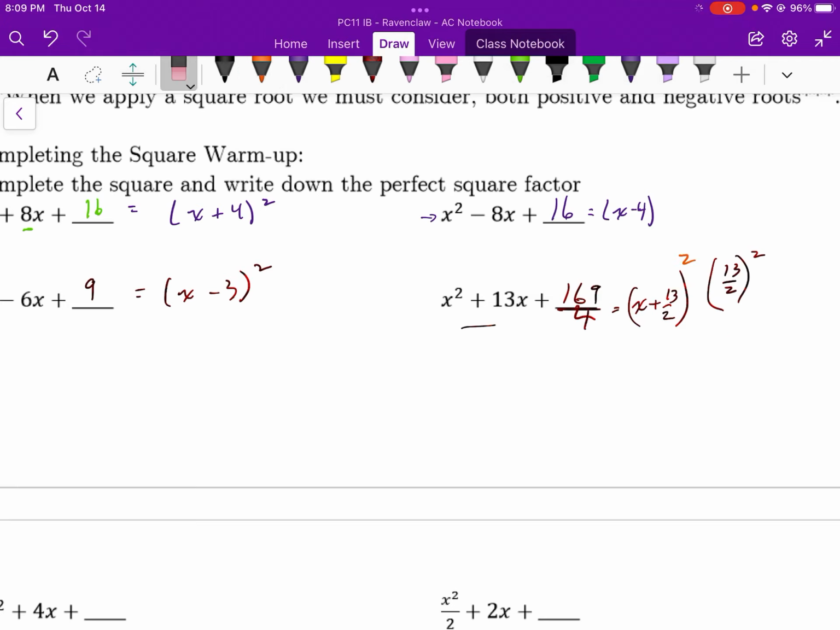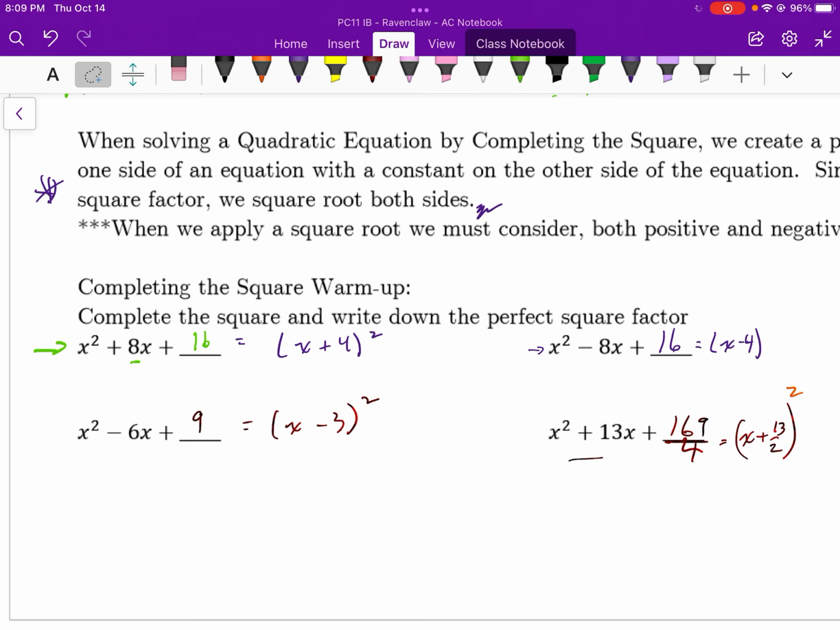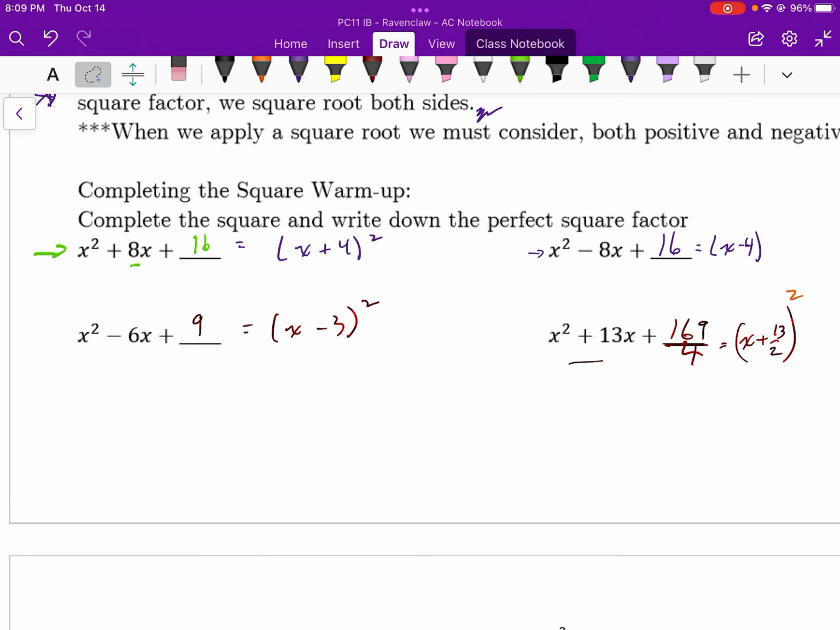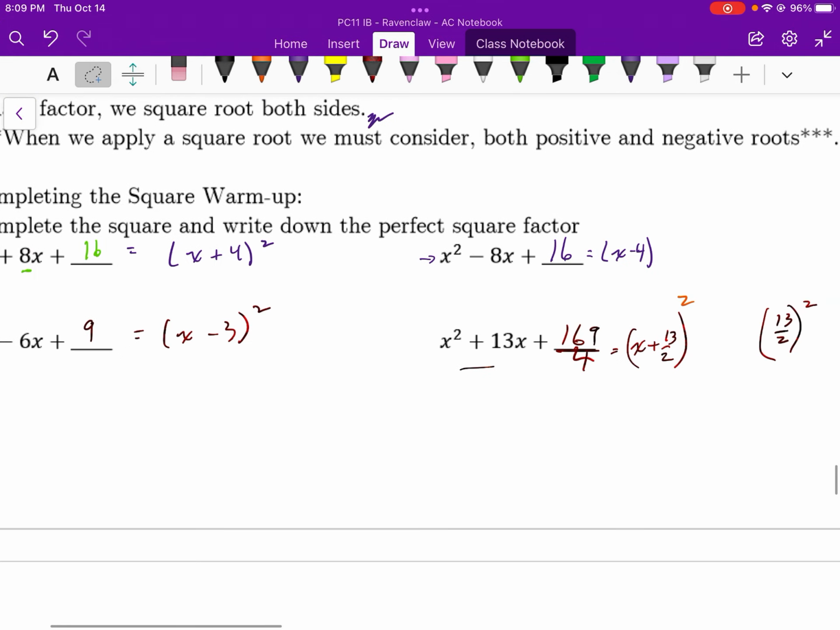You may be asking, how did you factor that? Well, factoring perfect squares isn't today's lesson, but a nice way to remember it is, what was that number that you squared? The number that you squared was 13 over 2. It just so happens, in a perfect square factor, that's what it is.